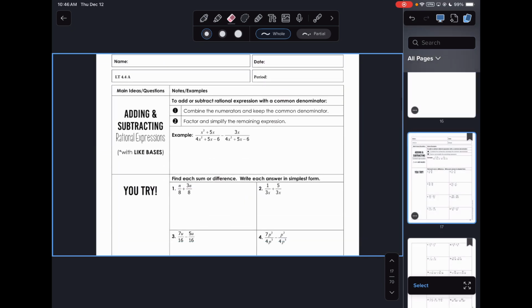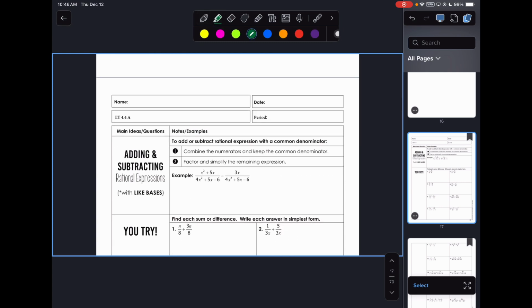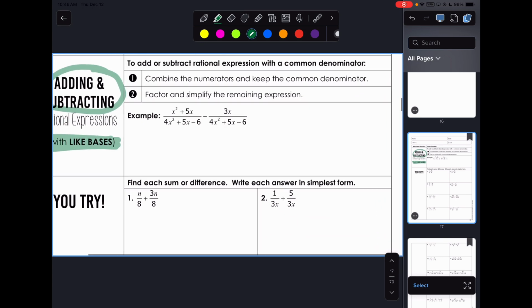Flip over to page 13. Page 13. Where it says with like bases. They look so similar. I'm trying to emphasize that it's a different page. Page 13. Okay? We're going to do that example right there. And then I'm going to have you guys choose which one you want me to cover.